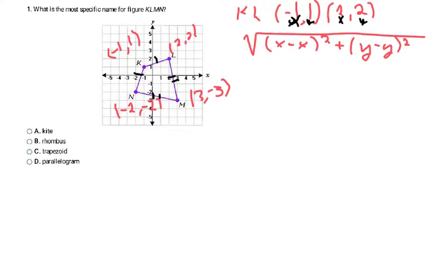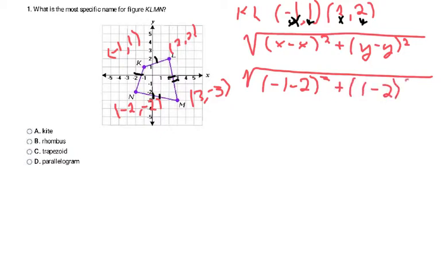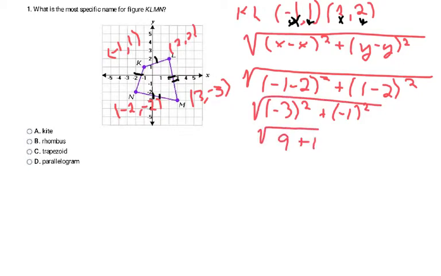First I'm going to substitute in my x value. So that's -1 minus 2, squared, plus my y value subtracted, so that's 1 minus 2, squared. Then I simplify the distance formula. Here is -3 squared plus -1 squared. Then I square both those numbers, and that's the square root of 9 plus 1, which is equal to the square root of 10.